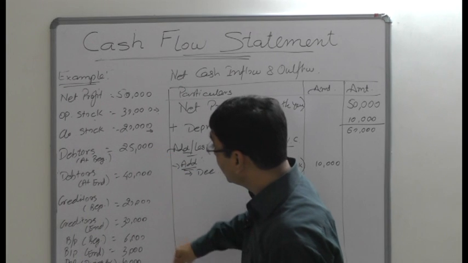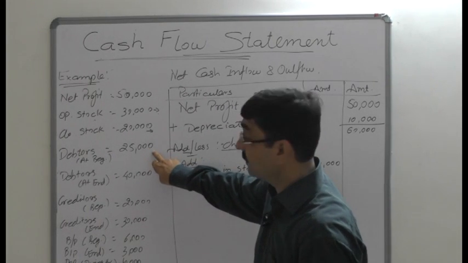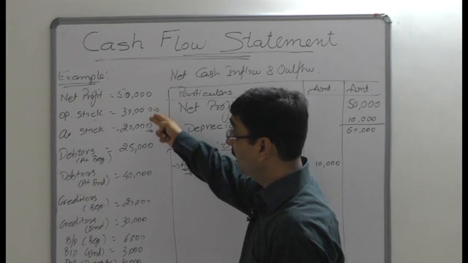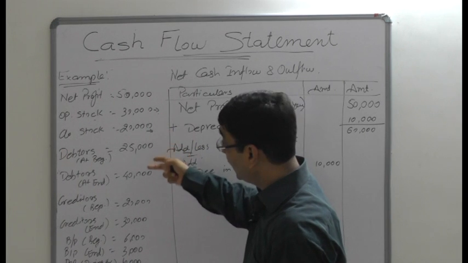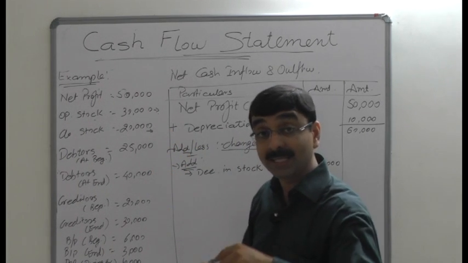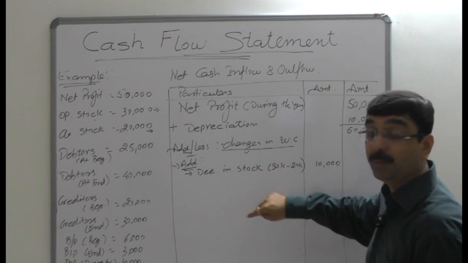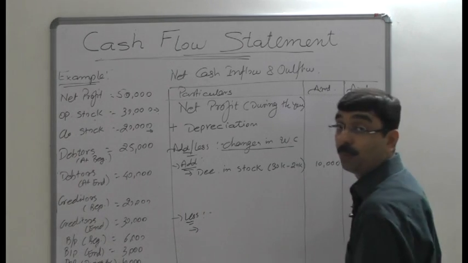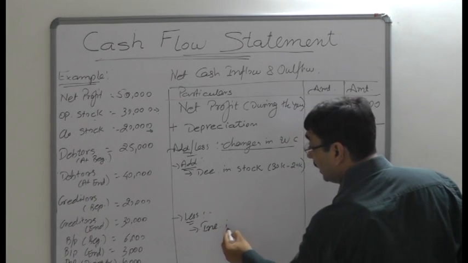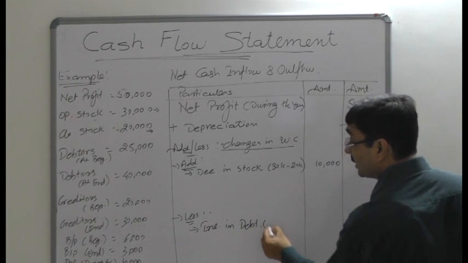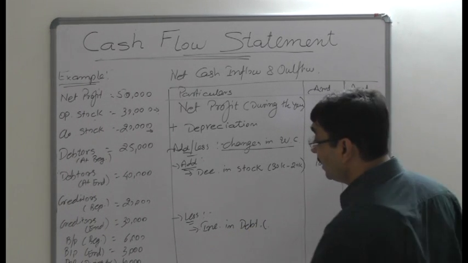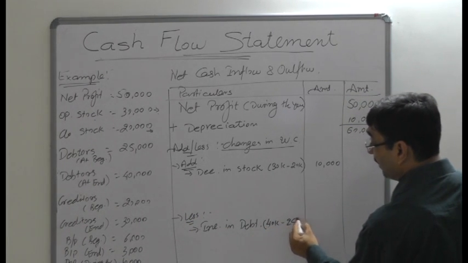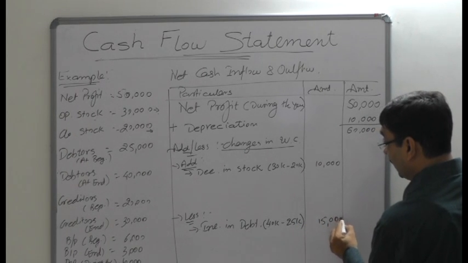Let's see the debtors. Here the debtors at the beginning are 25,000 and at the end are rupees 40,000. Here it is the reverse of the stock. In case of stock it was decreasing, but in case of debtors it's increasing. If it is increased, then it would work in the reverse. It means that it decreases your cash flow. Because of an increase in debtors, it's always considered a decrease in cash inflow, and that's why it's considered a deduction. The difference between 40,000 and 25,000 comes to 15,000.